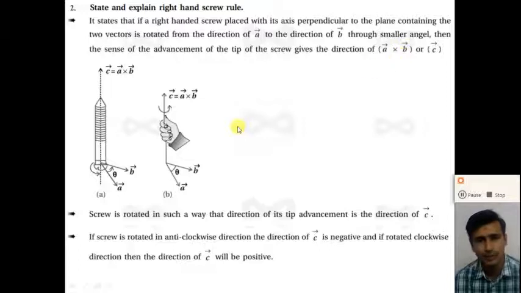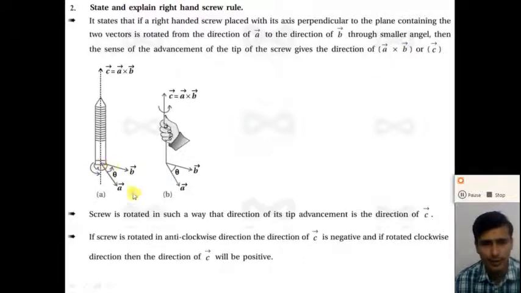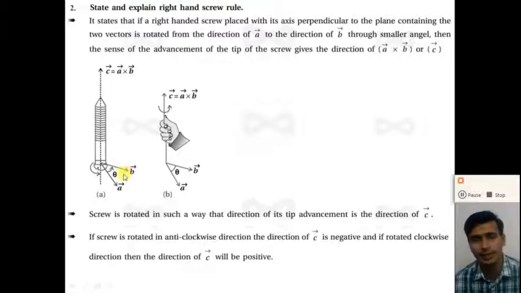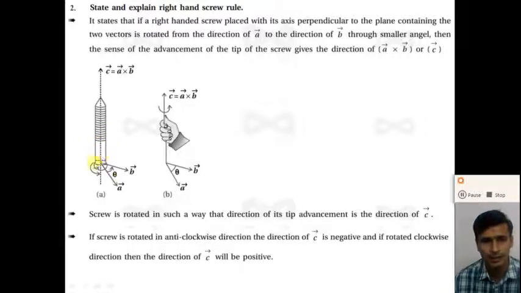Here dear student, see the figure I show. Consider that vector a and vector b are in this direction, right? And the angle between these two vectors is theta. Now what is the right hand screw rule? Place a screw perpendicular to the plane containing vector a and vector b, like this, right? And if you move the screw in the direction from vector a to vector b, the movement of the tip of the screw gives the direction of a cross b.